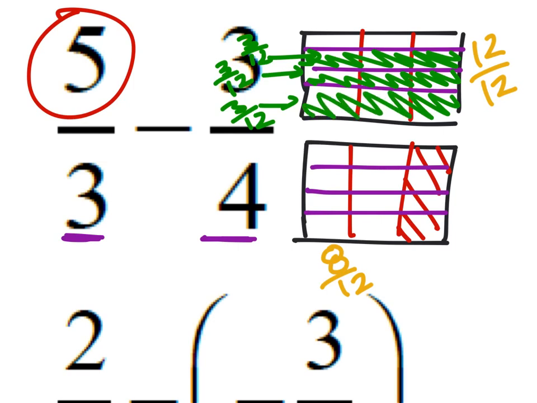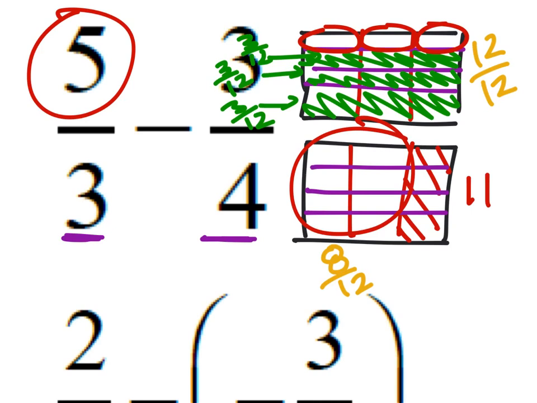So the question for this is, how many pieces are left? Well, we got 1, 2, 3, and then these 8 right here. 3 and 8 gives us 11 pieces. How big are the pieces? They're 12th size pieces. So that would be the answer to this problem, 5/3 minus 3/4. This needs to help you understand why we need common denominators.